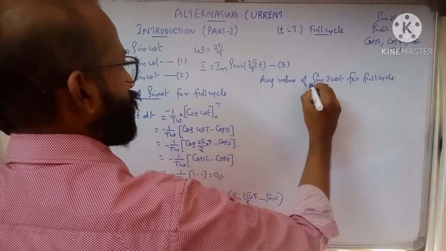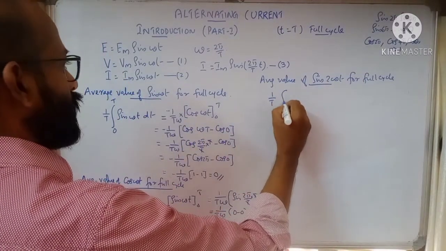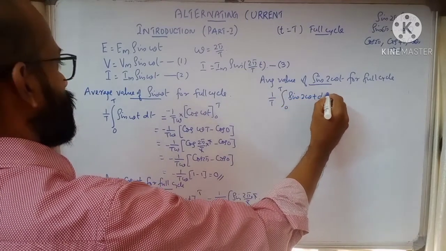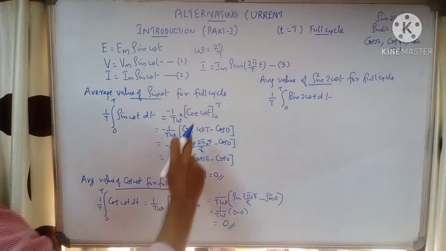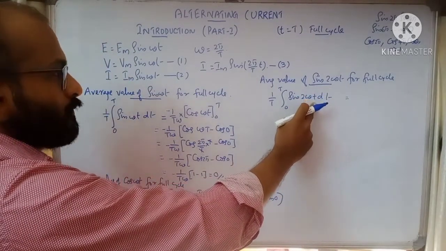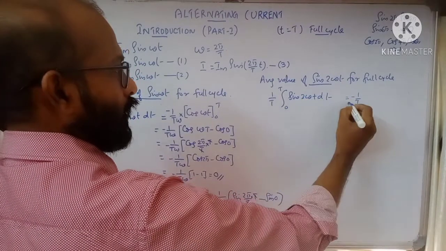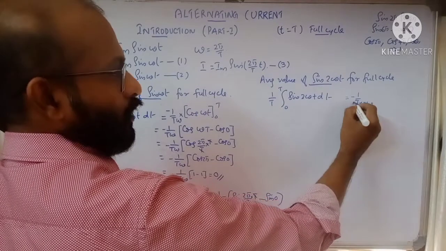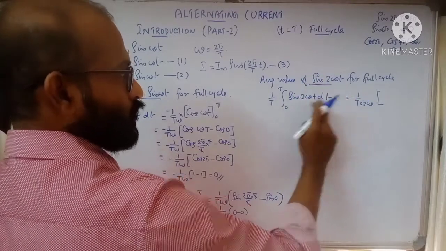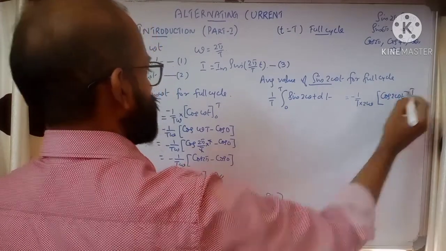Okay, next we are going to see sine 2 omega t. Same procedure: the average value is equal to 1 by T integral 0 to T sine 2 omega t dt. When we integrate this, the integral of sine 2 omega t is minus cos 2 omega t divided by 2 omega. So minus 1 by 2 omega is there, I will take it along with this T. Now what is remaining? Cos 2 omega t, with the minus taken outside. We need to apply the limit 0 to T.